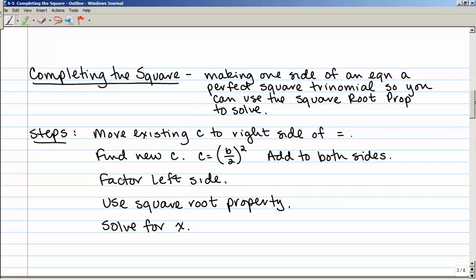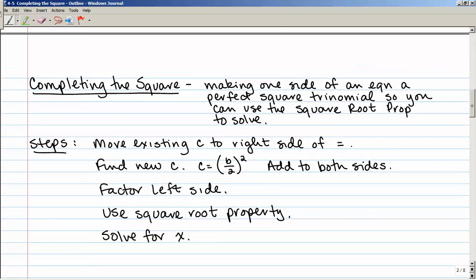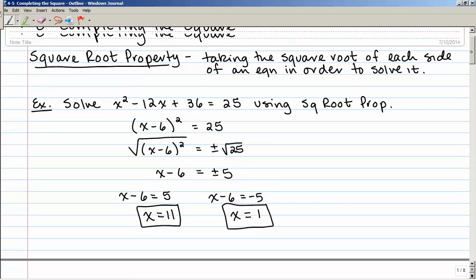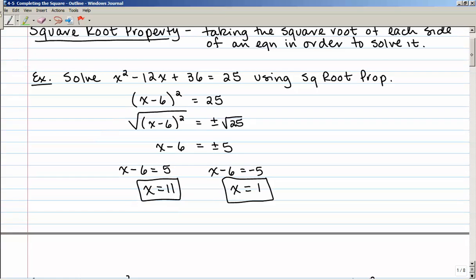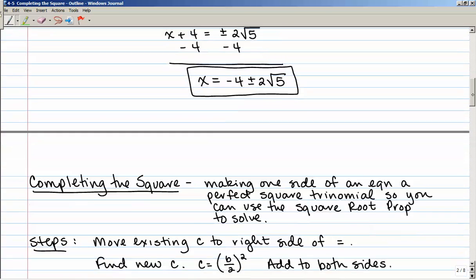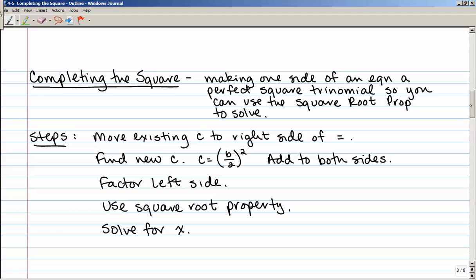Now, on to completing the square. Completing the square means that you're making one side of an equation a perfect square trinomial so that you can use the square root property to solve. In both of these two previous examples, what was to the left of the equal sign was a perfect square trinomial that could be factored into something in parentheses squared, x plus or minus something in parentheses squared. So if the trinomial is not a perfect square, we can make it be that way.